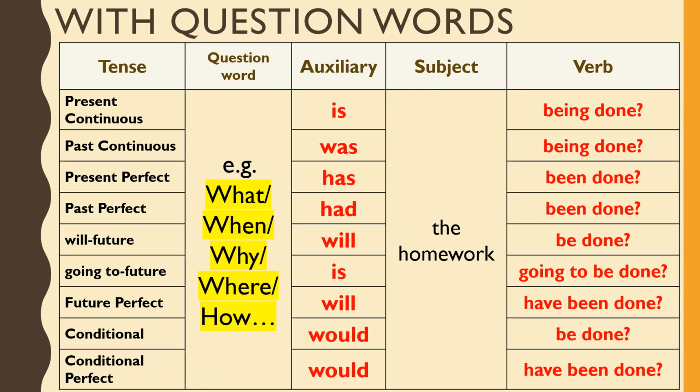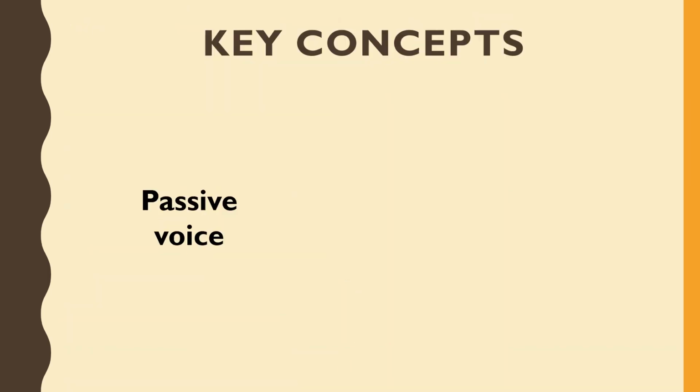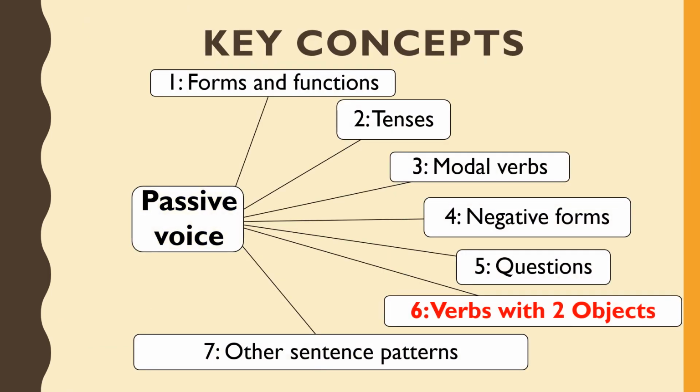We could also use question words to ask passive questions like what, when, why, where, how, and the list goes on. In the next video, we will talk about verbs with two objects in passive voice. Stay tuned!